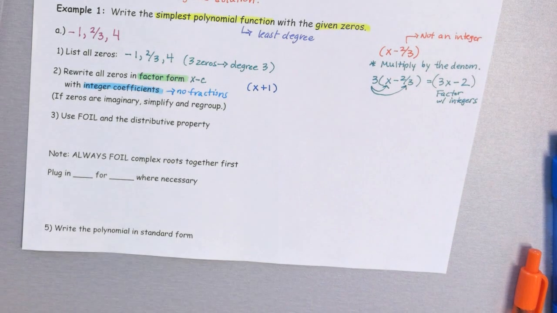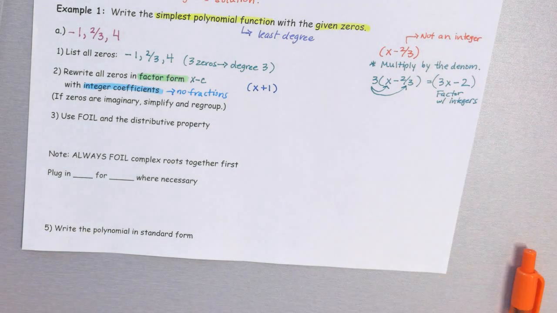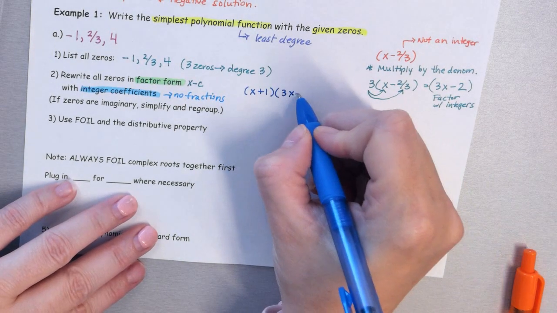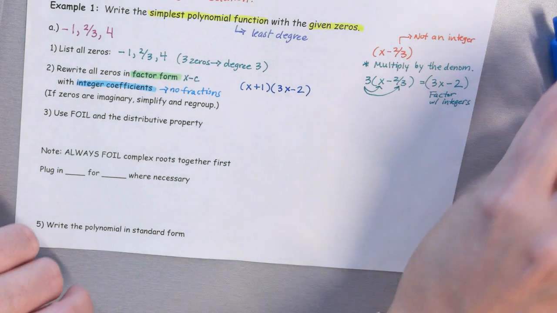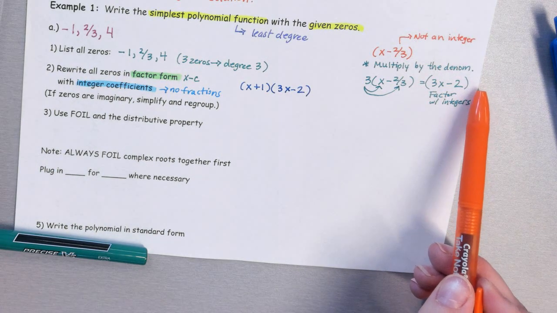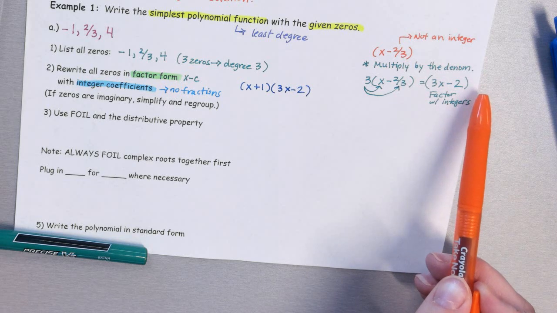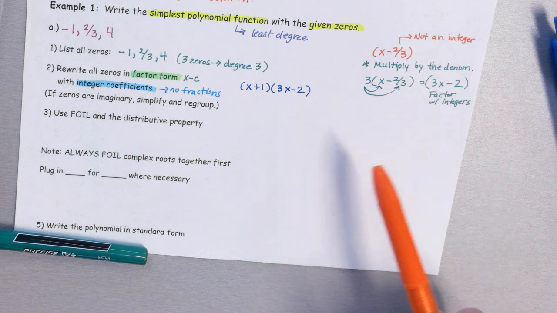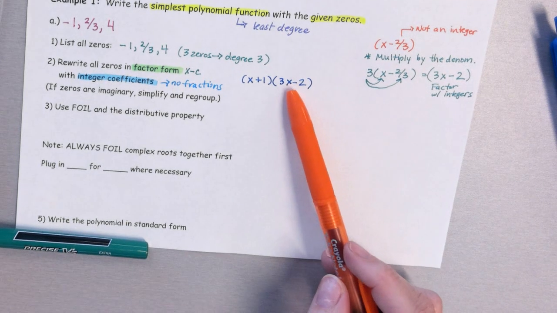Okay, so that's going to be your factor with the integers. I'm going to put that here, the 3x minus 2. And like Lizzie was saying, if you were to set this equal to 0 and solve, you would add 2, divide by 3, and you would get the 2/3. So this is going to be your factor form.